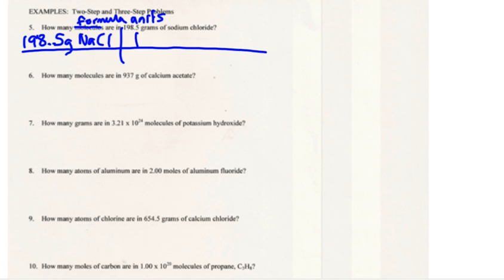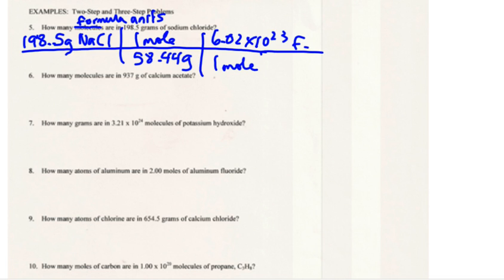For every 1 mole, 58.44 grams. All right, now my grams cancel. I'm in mole town. I want to get to particle city. For every 1 mole I have, particle city. And this is, I'm going to do FU for short, formula units. All right. So how many formula units of sodium chloride do I have?